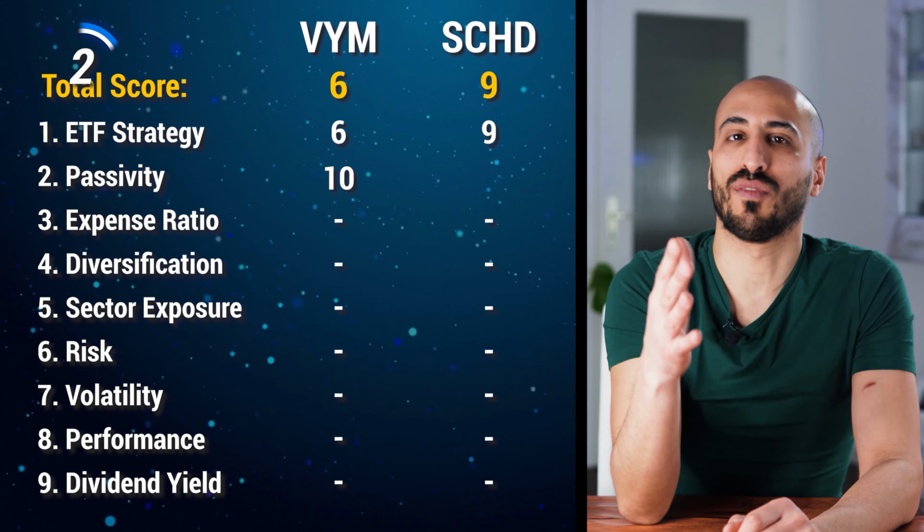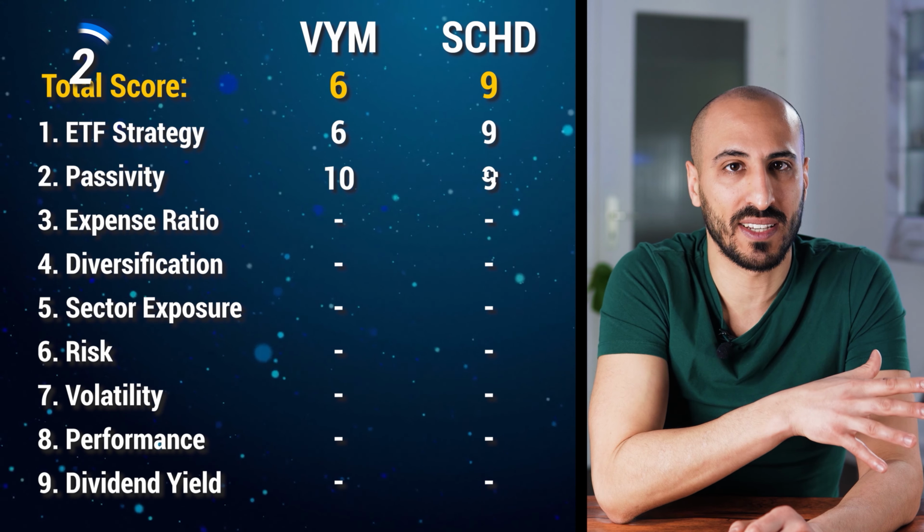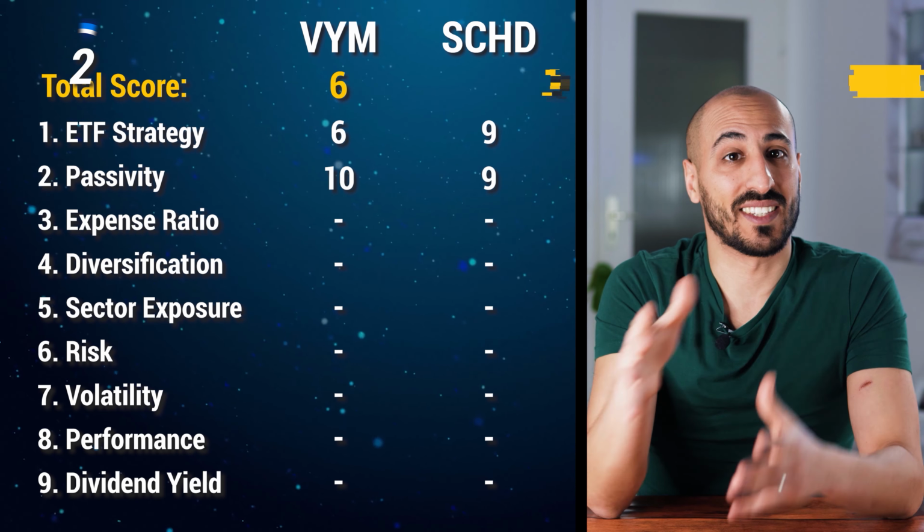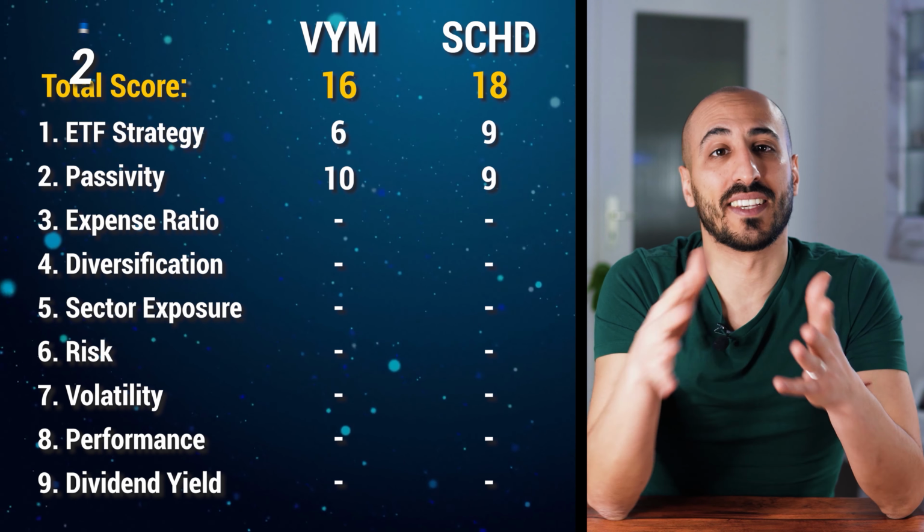Now, I know this is a subjective thing, and some of you might consider that 10% actively managed is actually an advantage of SCHD. But since I'm evaluating passivity here as a positive factor, which I believe it is, I'm gonna give 10 to VYM because it's 100% passive and 9 to SCHD because it's 90% passive. So SCHD is still leading with 18 points against 16 of VYM.